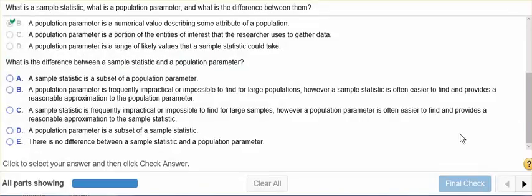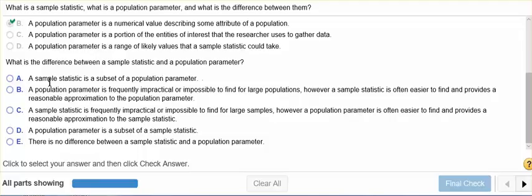And then again, what is the difference between these two? Well, the difference is that populations are usually so huge and vast that it's difficult for us to get a parameter of the whole population. It's time consuming and it's expensive. Samples are smaller and easier for us to manage. So A, a sample statistic is a subset of a population parameter. Not really. A sample is a subset of a population.